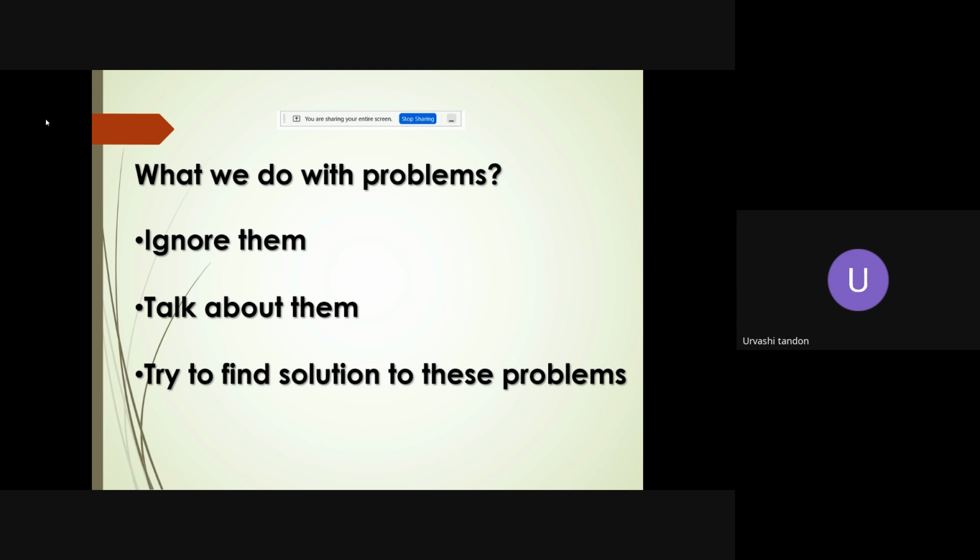Another is we talk about them. We talk about the problems with our colleagues. We talk about the problems with our family members. We talk about the problems with a certain group of people or peers or friends. And we discuss, okay, there is a problem, but then we have to find out the solution. But nobody wants to come out with a solution. But then again, a certain cohort of people try to find solutions to these problems. Let's say some problem is existing in society and they try to find out the solution.